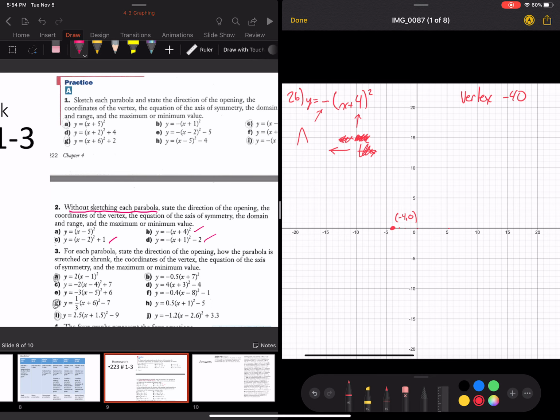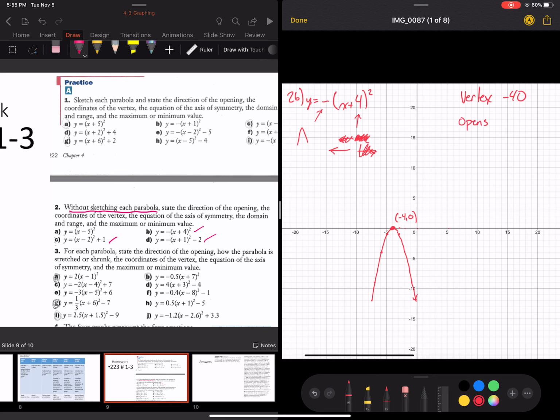Is there a stretch? No. So we have the same step pattern: 1, 3, 5, 7, etc. 1, 3, 5. And we draw our parabola. Now, let's talk about the information that's required of us. State the direction of opening.